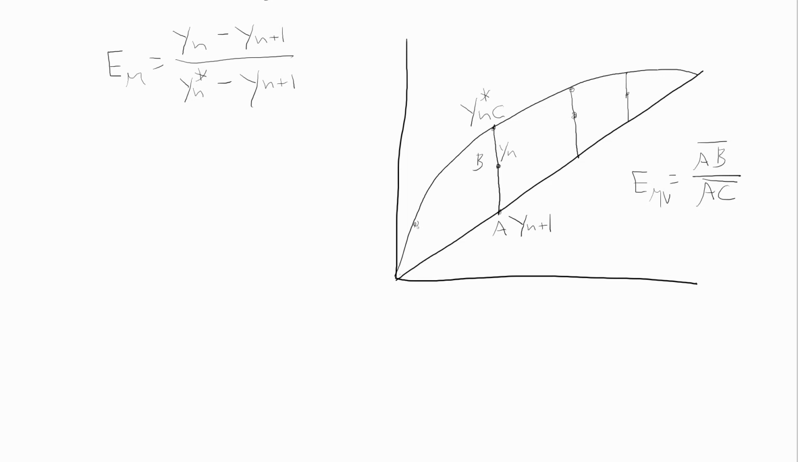And once we do that at a few points, we can draw in an effective equilibrium curve that passes through these points Yn. And then we simply perform our standard McCabe-Thiele construction.